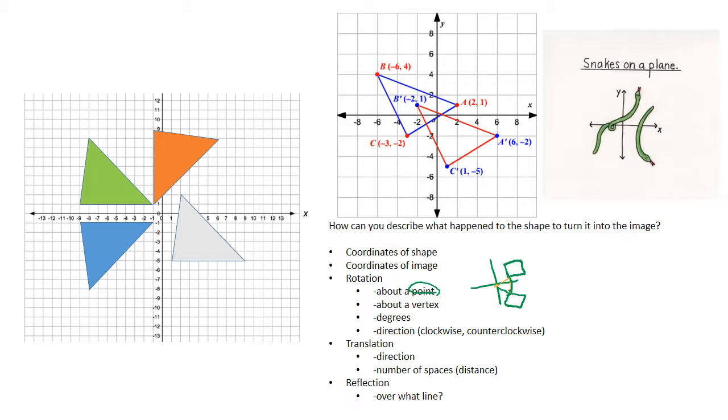So you would measure your degrees and say, well, it moved, looks like maybe 50 degrees. And in what direction? So in this case, we went clockwise. So there's a lot going on with a rotation. In a translation, you just need to know the direction, up, down, left, or right, and the number of spaces. And in a reflection, you just need to know over what line. Was it the y-axis? Was it the x-axis? Or sometimes they'll give you a horizontal or a diagonal line, and you can reflect your shape over a diagonal.